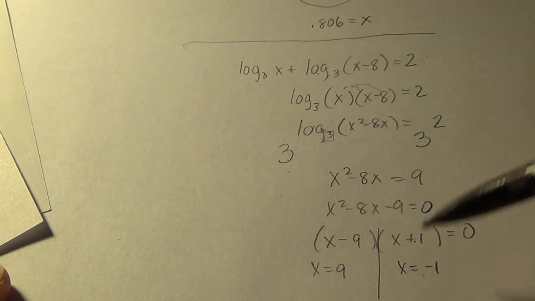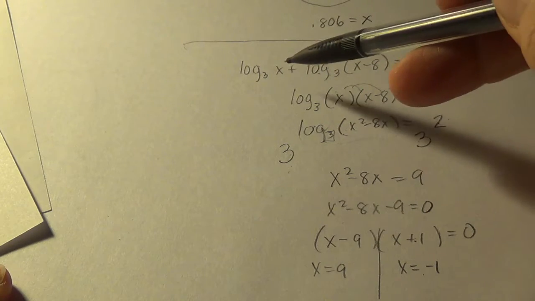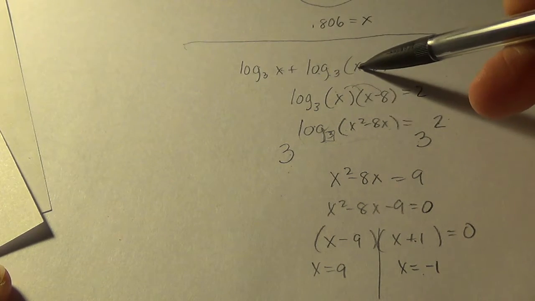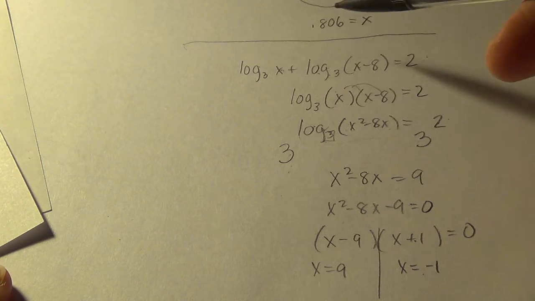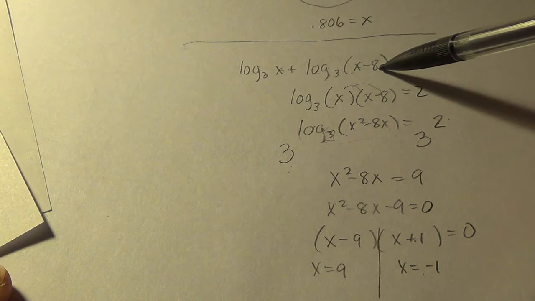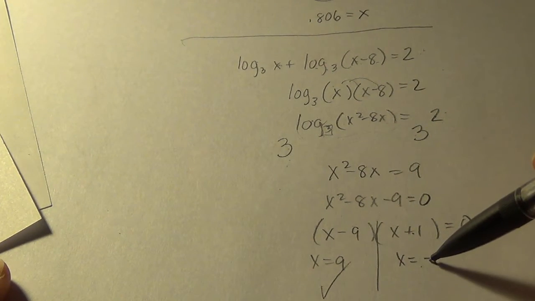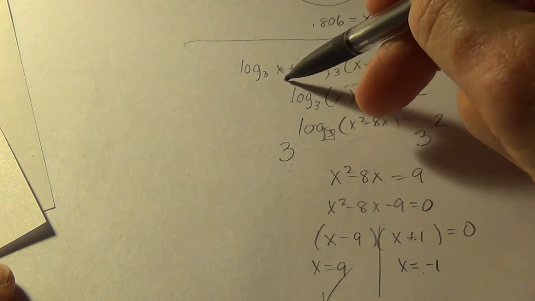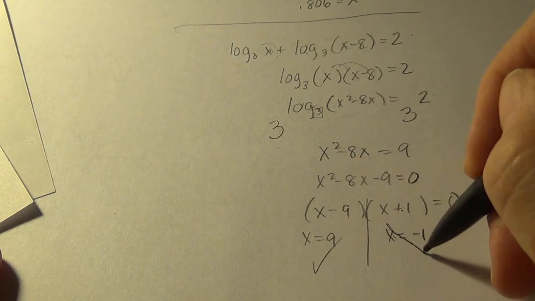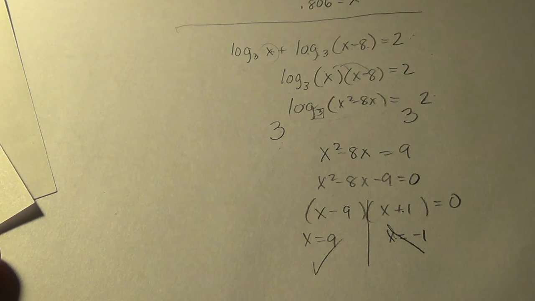Then we learn we have to check those. So we have to put the 9 back into here and see if it creates a negative argument. 9 is positive, 9 minus 8 is positive. So check, this one's good. How about negative 1? If I put it in here, it creates a negative argument. We cannot use it.